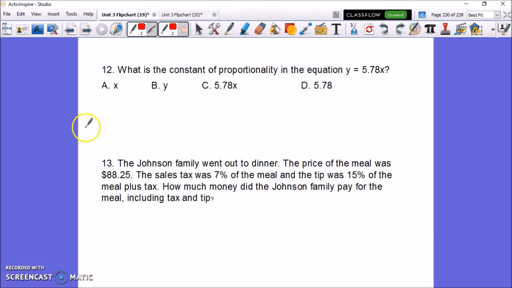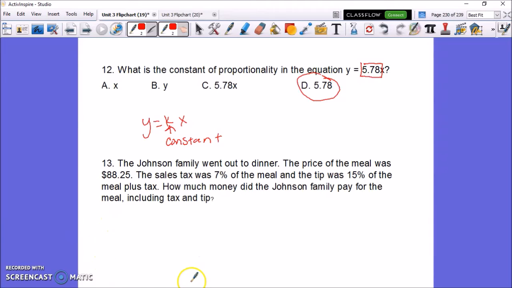All right, number 12. What is the constant of proportionality in the equation? We know our equations are y equal to kx, with k being constant of proportionality. So it's just k that is our constant of proportionality. If we look right here, y is equal to kx. Our k is 5.78. That means our constant of proportionality is 5.78.